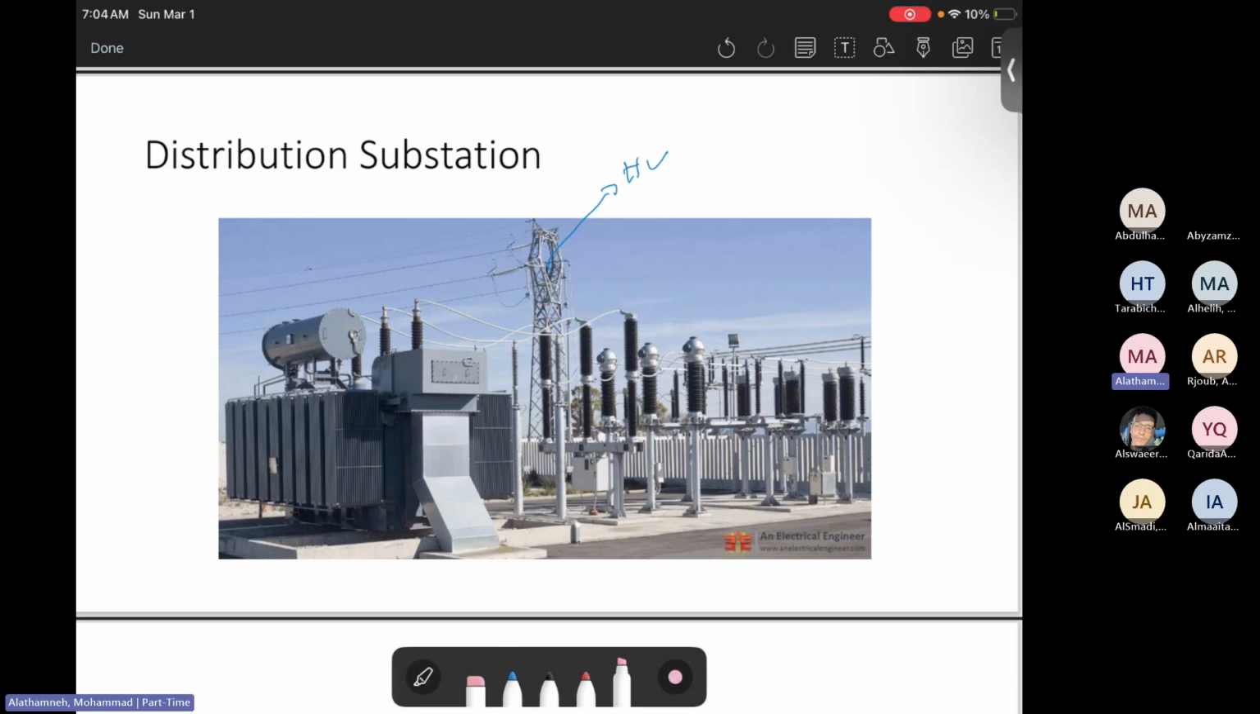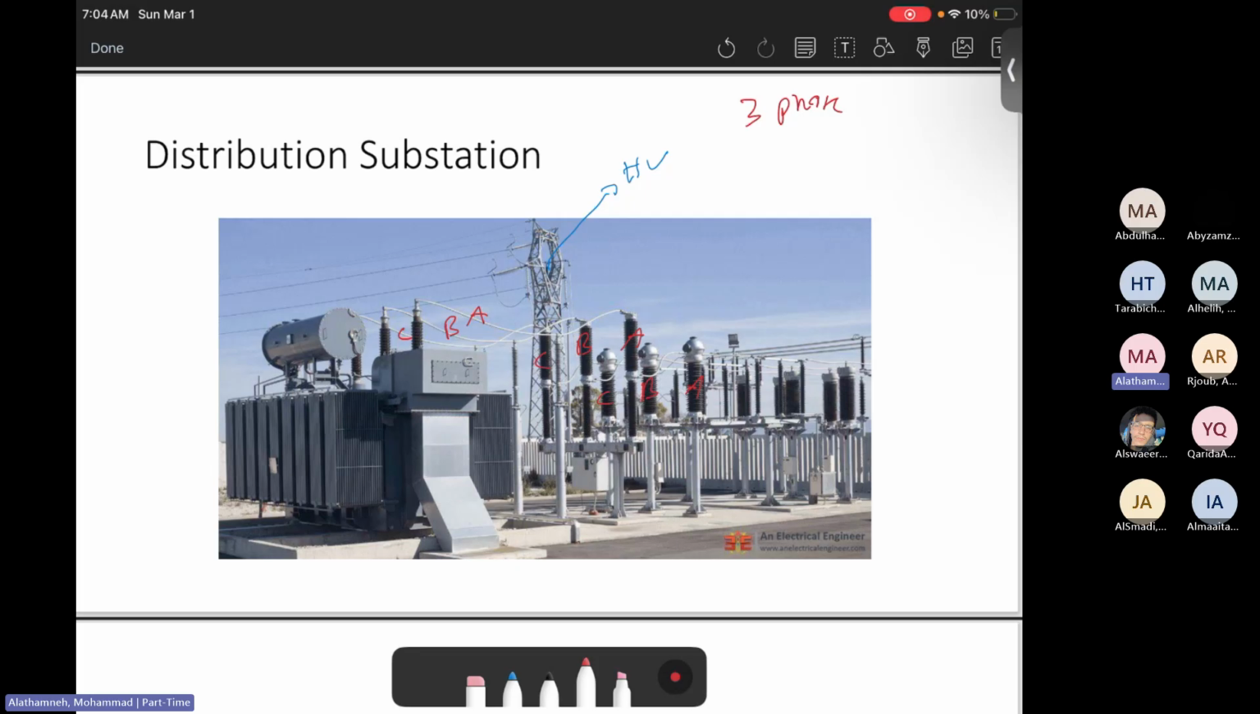We have three things. From each line, there are three devices. What's the point of three devices? Because it's based on a three-phase system. Therefore, this is phase A, this is phase B, this is phase C. This is phase A, B, C, and the same thing for the rest of the equipment: A, B, C.